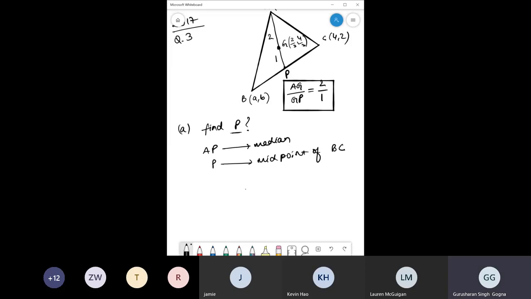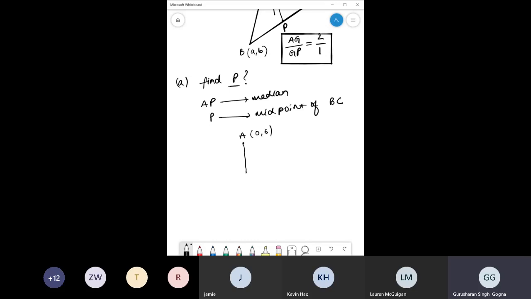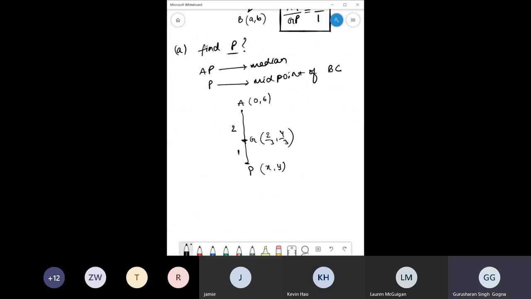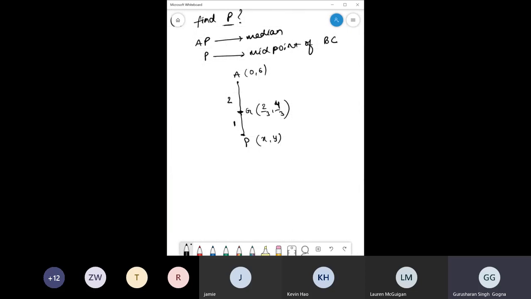So I have this point A, which is (0, 6). I have point G, which is (2, 3). So I'm just drawing this line. And I have point P, which I don't know, so let's imagine this is (x, y). I don't know it, but I know that this ratio is 2:1. So G is the point which divides this line segment in the 2:1 ratio. In this condition, there is a formula given in your logbook, which is called the internal division formula.